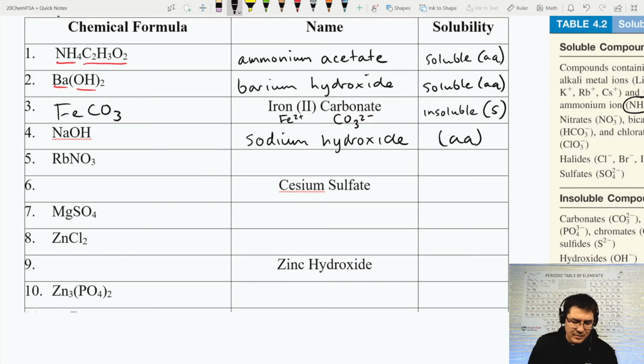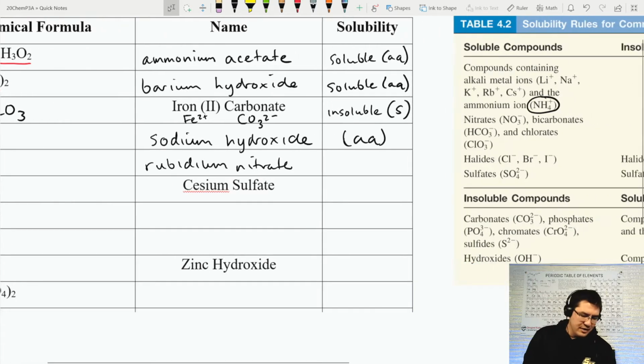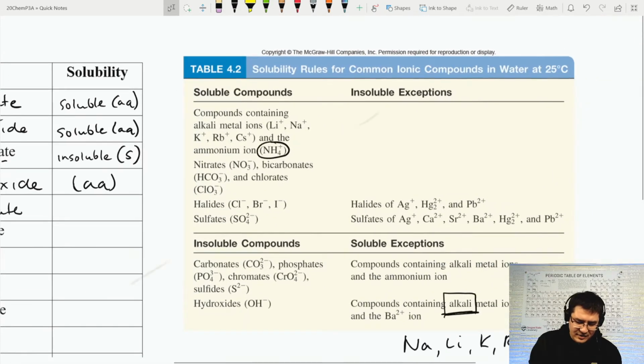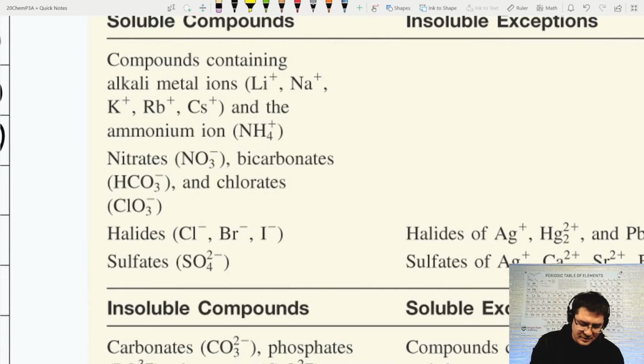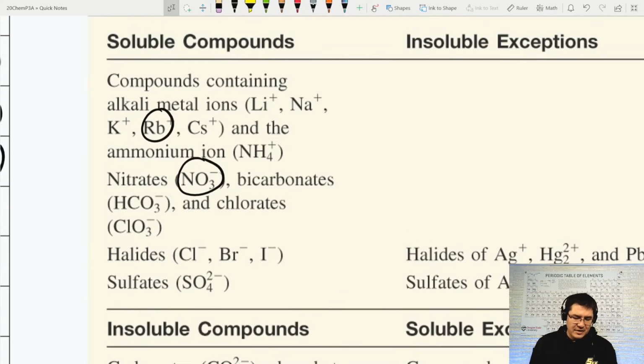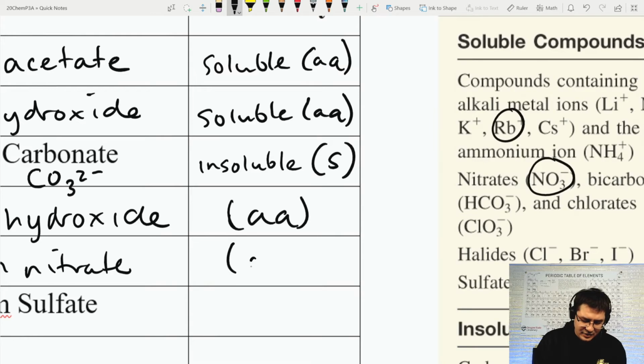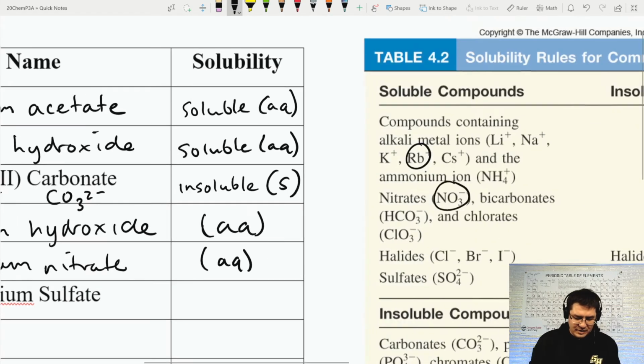Okay, rubidium nitrate. Now, we've got a double thing going on for us here, right? So rubidium shows up here, and nitrate shows up in the soluble. There's no exceptions, so both of those are highly soluble. So I would write AQ for rubidium nitrate.